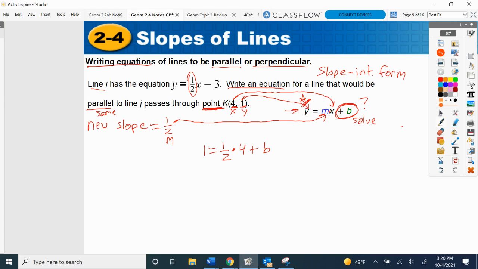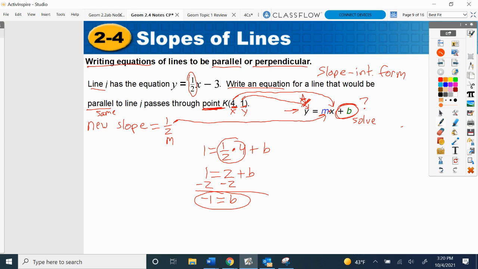We're going to do a couple of small algebra steps to solve for b. First, let's simplify 1/2 times 4. So we're going to get 1 is equal to 2 plus b. Now we just need to solve for b, so we're going to cancel out the 2. That's going to get us -1 is equal to b. There's the y-intercept of our brand new line. That's where our new line is going to cross the y-axis.